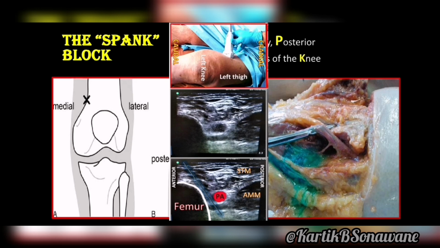In IPAC block, the drug is getting deposited in the gap between popliteal artery and condyle of the femur, whereas in adductor canal the drug is getting deposited below the sartorius, and in SPANK block the drug is getting deposited over the bone, that is medial femoral condyle. But the coverage of the innervation will remain the same. It will involve the popliteal plexus because the branches of the popliteal plexus lie in this particular area.